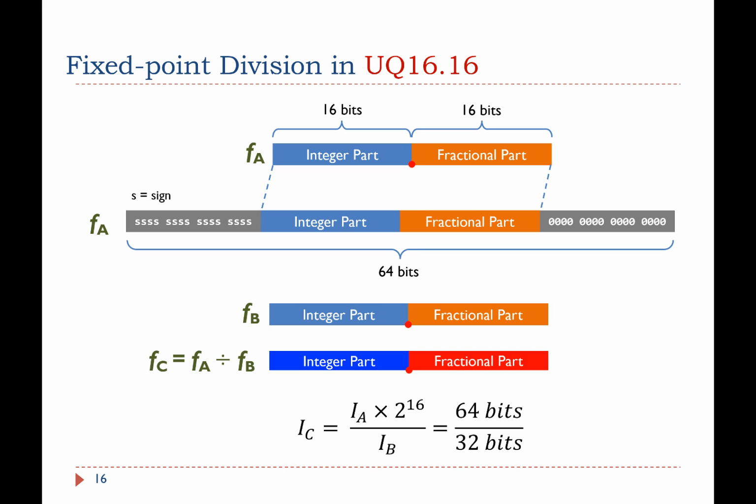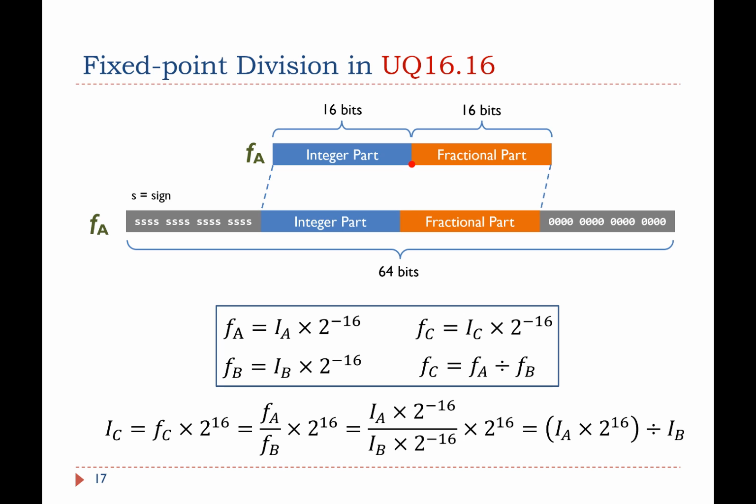Now, let's look at fixed point division. Suppose we are dividing fixed point FA by FB. Assume that they are in the same format of UQ16.16. Before the division, we need to shift the 32-bit integer IA left by 16 bits. Because a register can only hold 32 bits, we need two registers to hold the shifted result. In addition, the leading 16 bits are extended by the sign of FA. Then, we divide the sign extended 64-bit dividend by the integer IB. The 32-bit quotient is what we want.